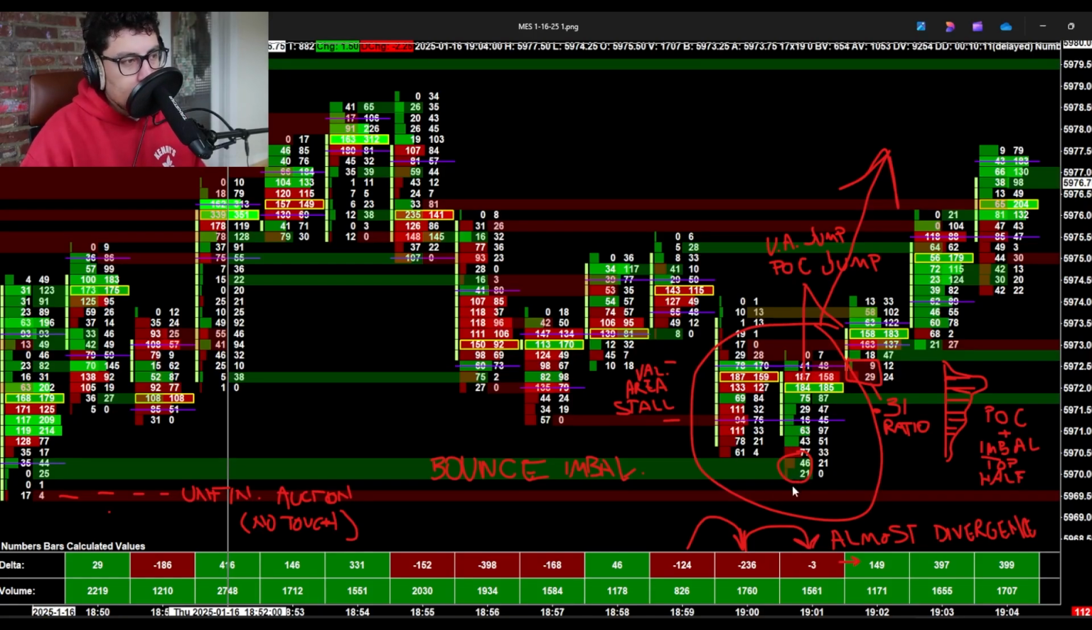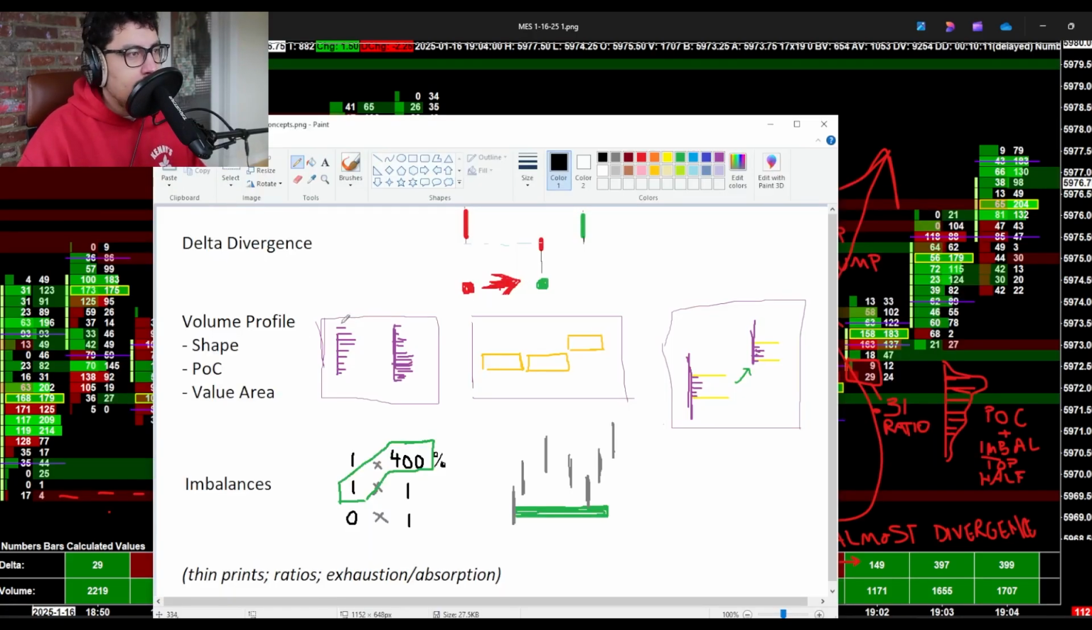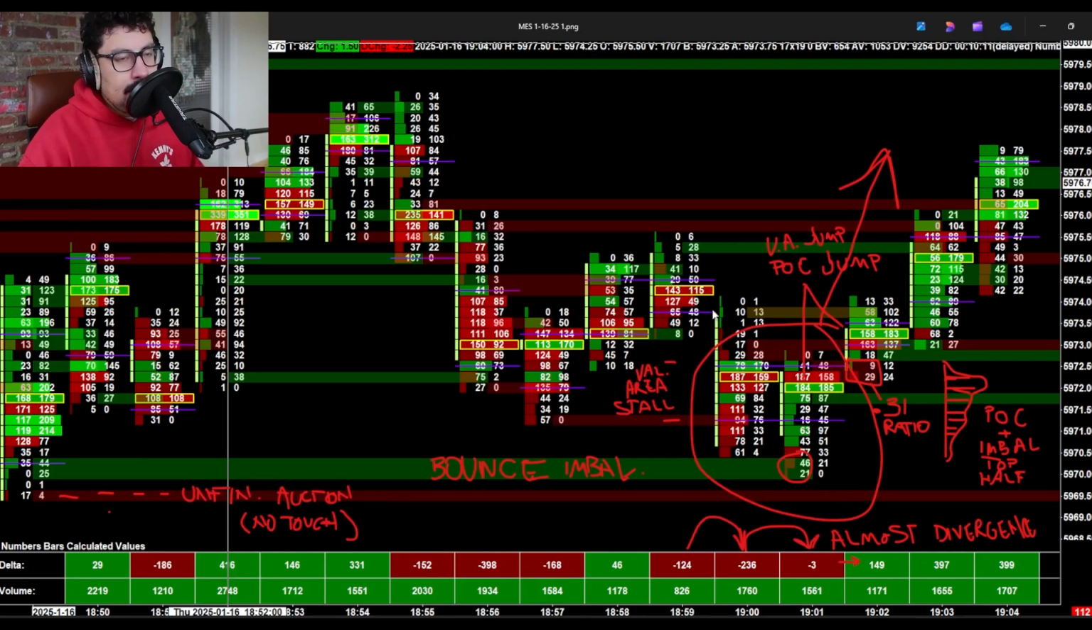in on the bid, the left side. Thin volume at the bottom, heavy volume at the top. That's the profile. I'm going to try not to get ahead of myself. That's the shape. Point of control. After a big gap down, it only goes down a tick. So very little change in point of control.